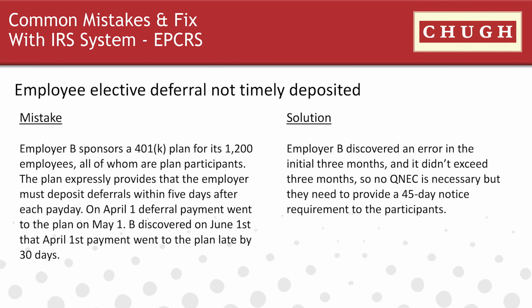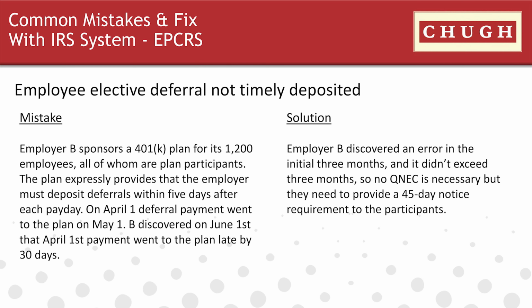So what is the solution for Employer B? Employer B discovered the error within the initial 3 months. It didn't exceed the 3 months, so no QNEC is necessary, but they need to provide the 45 days notice to the participants. So what is this 45 days notice? The 45 days notice is mentioned here on slides 7 and 9. It generally includes the general information related to the failure, such as the percentage of eligible compensation that should have been deferred and the approximate date the compensation should have begun to be deferred. The general information need not include a statement of the dollar amount that should have been deferred.